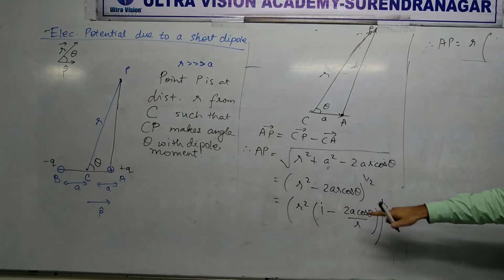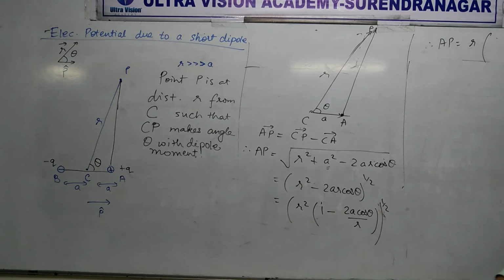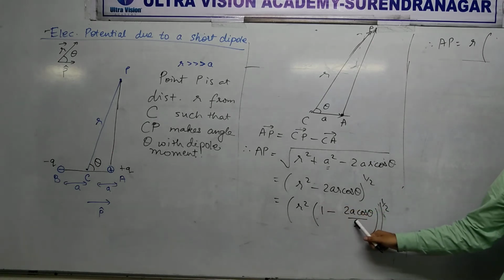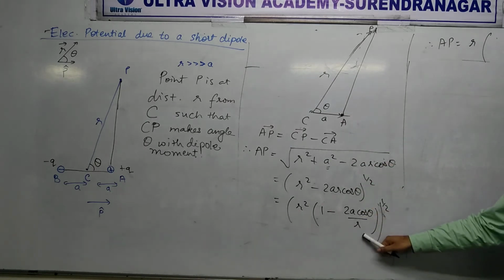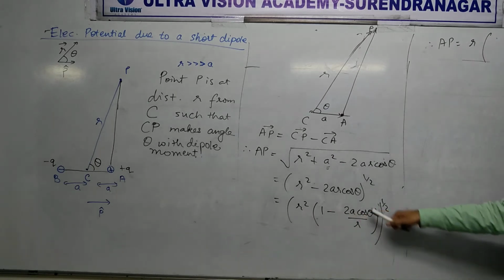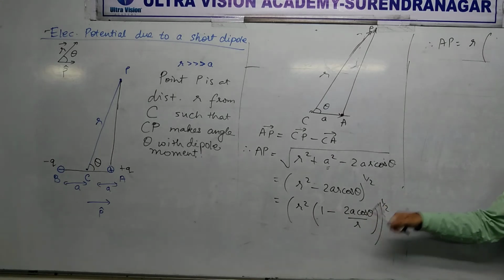1 minus 2a cos theta by r. Now here, do you realize that a upon r is very small? Yes or no? Yes. Sure, because a is much smaller than r, so a upon r is very small. Compared to 1, this second term is very small.